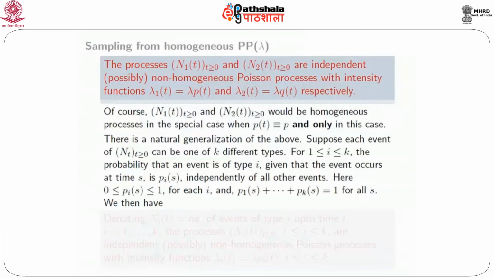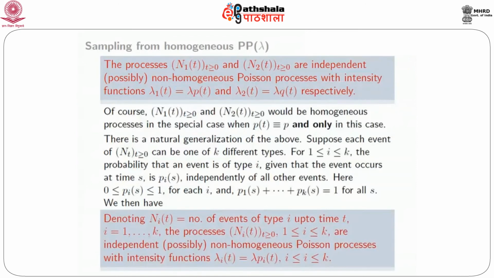We then have, denoting N_i(t) to be the number of events of type i up to time t, for i equal to 1 to k, the processes N_i(t) as i varies between 1 and k are independent, possibly non-homogeneous Poisson processes whose intensity functions are lambda_i(t) equal to lambda times p_i(t) for 1 less than or equal to i less than or equal to k.